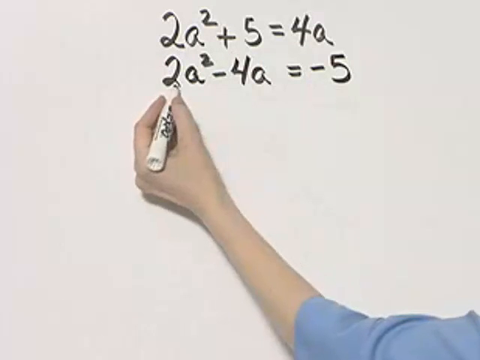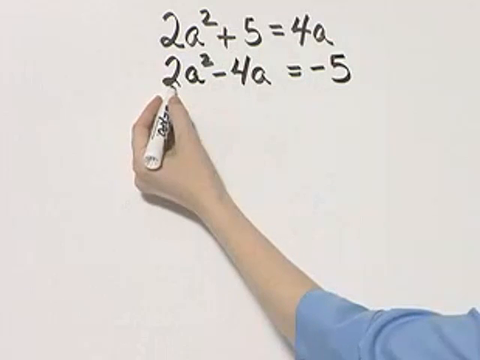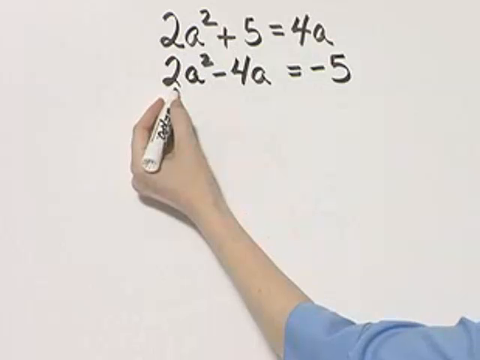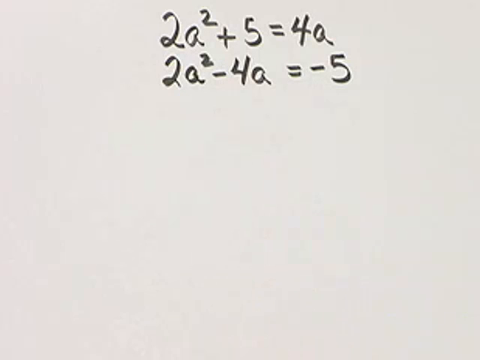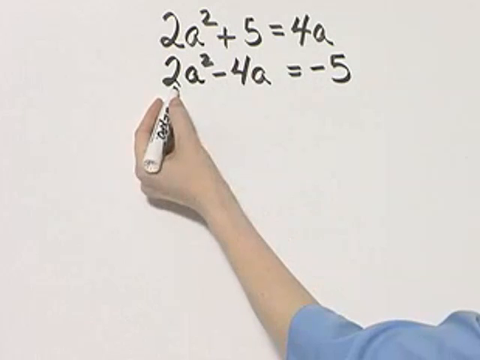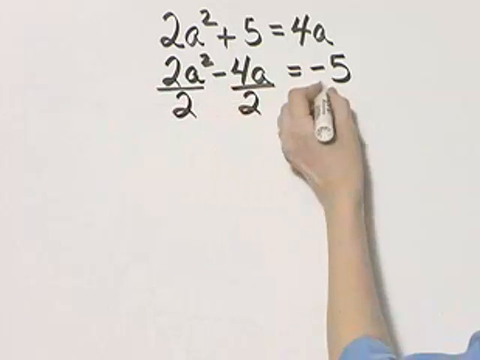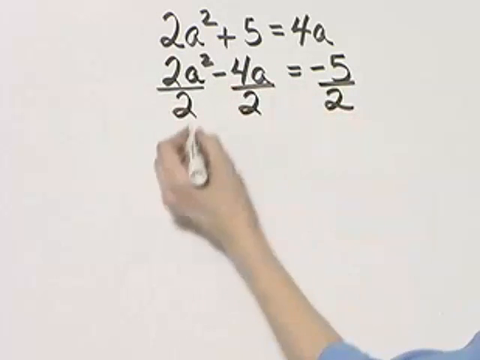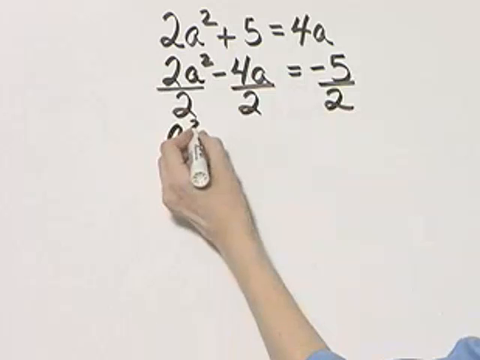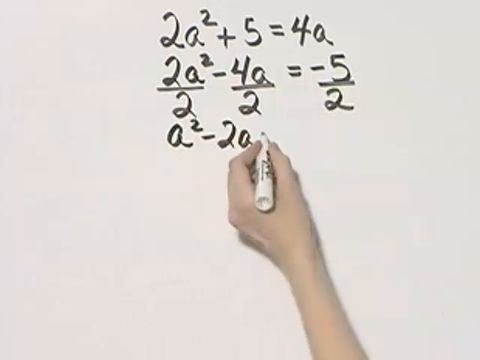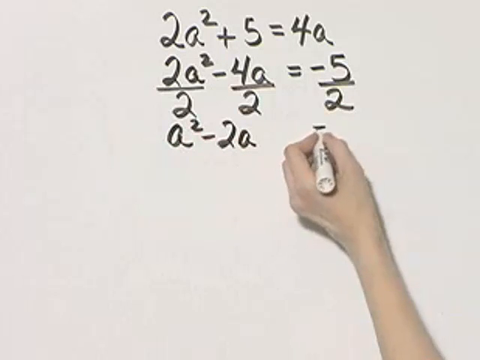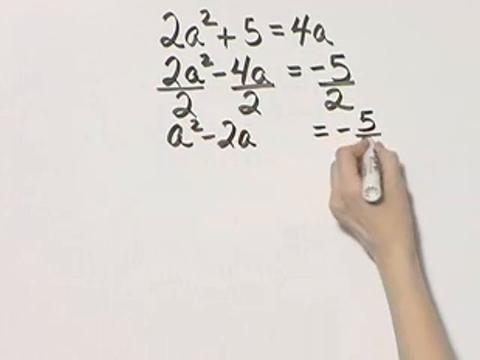Also, check and see that the coefficient of a squared is 1. It's not 1 in this case, so I need to make it 1 by dividing through by that coefficient. I will divide each term in this equation by the coefficient of a squared, which is 2. Divide by 2, divide by 2, divide by 2. So I'll have a squared minus 2a, leave yourself a space, is equal to negative 5 halves.